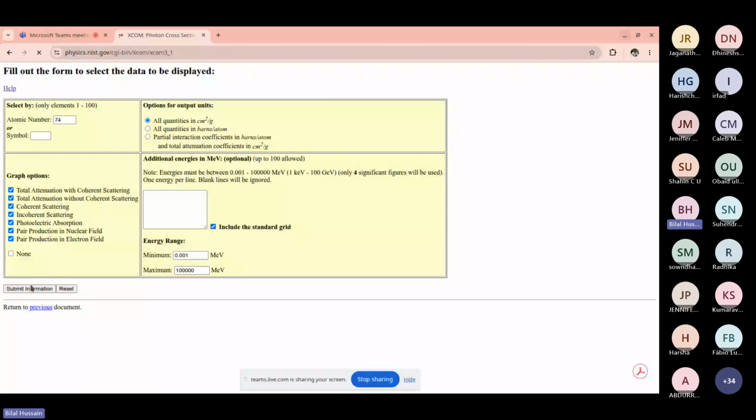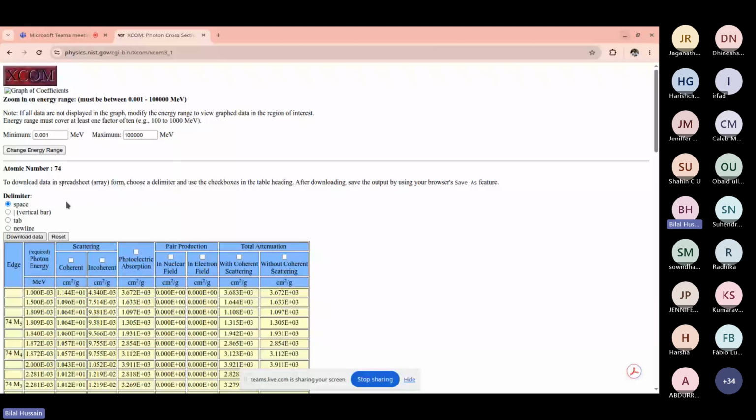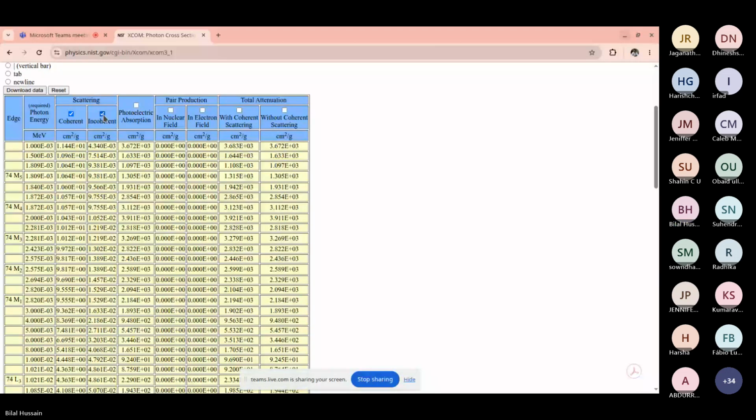It is giving me the coherent scattering, incoherent scattering, photoelectric absorption, pair production in nuclear field, pair production in electron field, and the total attenuation coefficients with coherent and without coherent. It gives me all the data.